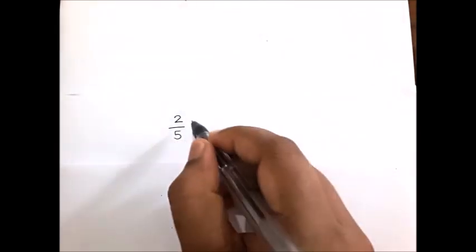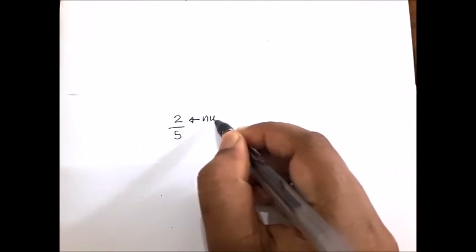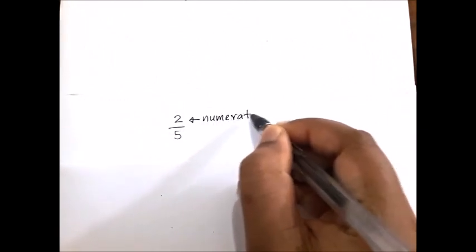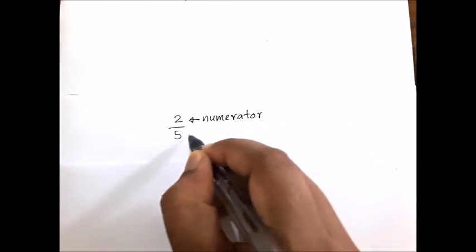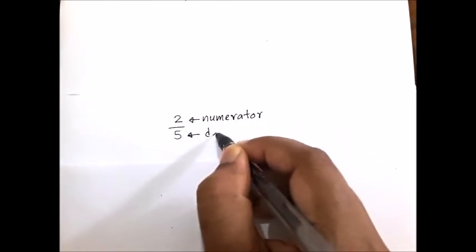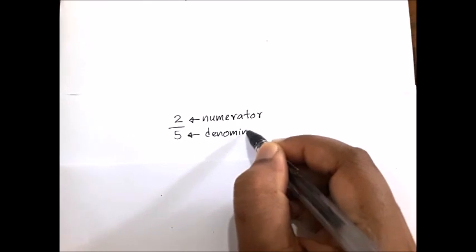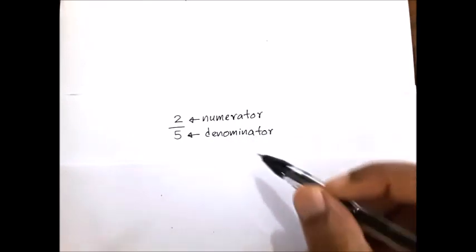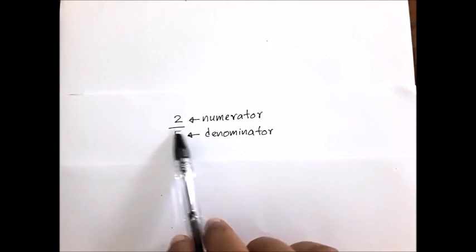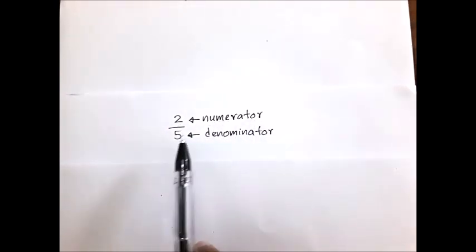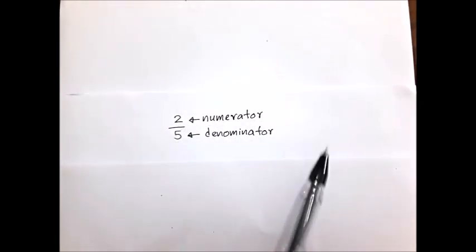Now look at this fraction, 2 over 5. The number above this line we call the numerator. The number below this line we call the denominator. The name of this number is numerator. The name of this number is denominator.